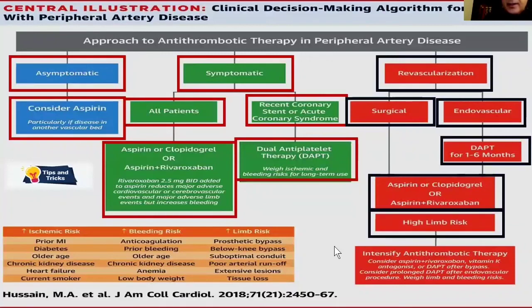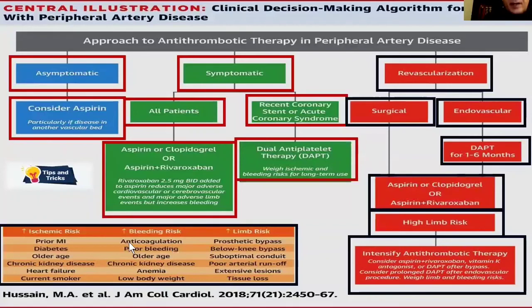In high limb risk, intensify the antithrombotic therapy, and you have to consider aspirin plus rivaroxaban, vitamin K antagonist, or dual antiplatelet therapy after bypass, and consider the prolonged dual antiplatelet after cardiovascular procedures, weighing limb and bleeding risk. In all those patients, you have to calculate the ischemic risk and the increasing bleeding risk, taking care of the anticoagulation, prior bleeding, older age, chronic kidney disease, anemia, and low body weight. The limb risk increases with prosthetic bypass, below knee bypass, or suboptimal injury, poor arterial runoff, extensive lesions and tissue loss. Those patients at ischemic risk have prior MI, diabetes, old age, chronic kidney disease, heart failure, and current smoking.